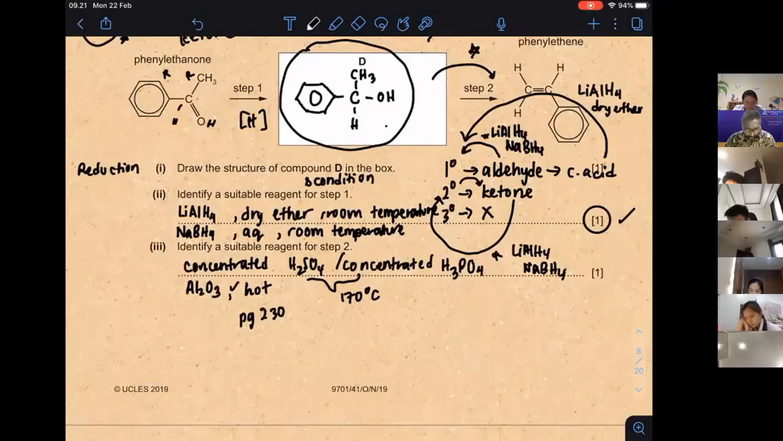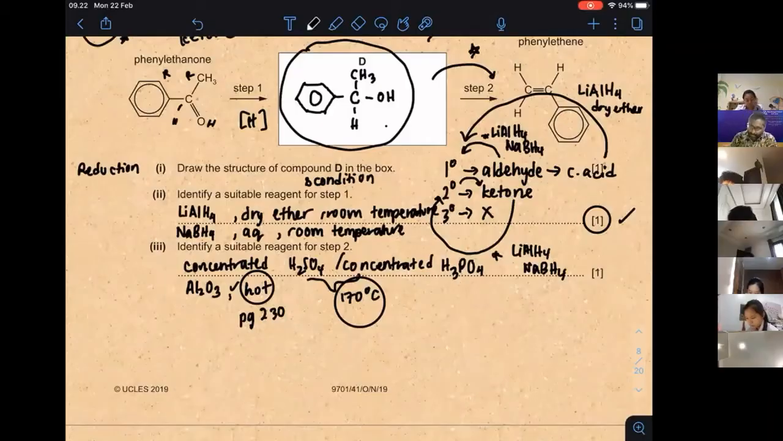So here, heated. Not 180. The one that I saw from the textbook is 170. And for this one, they just put hot in the textbook. So maybe if you have seen any other marking key, you can also use that information. But here, since they didn't ask you the condition, we still put the reagent only.